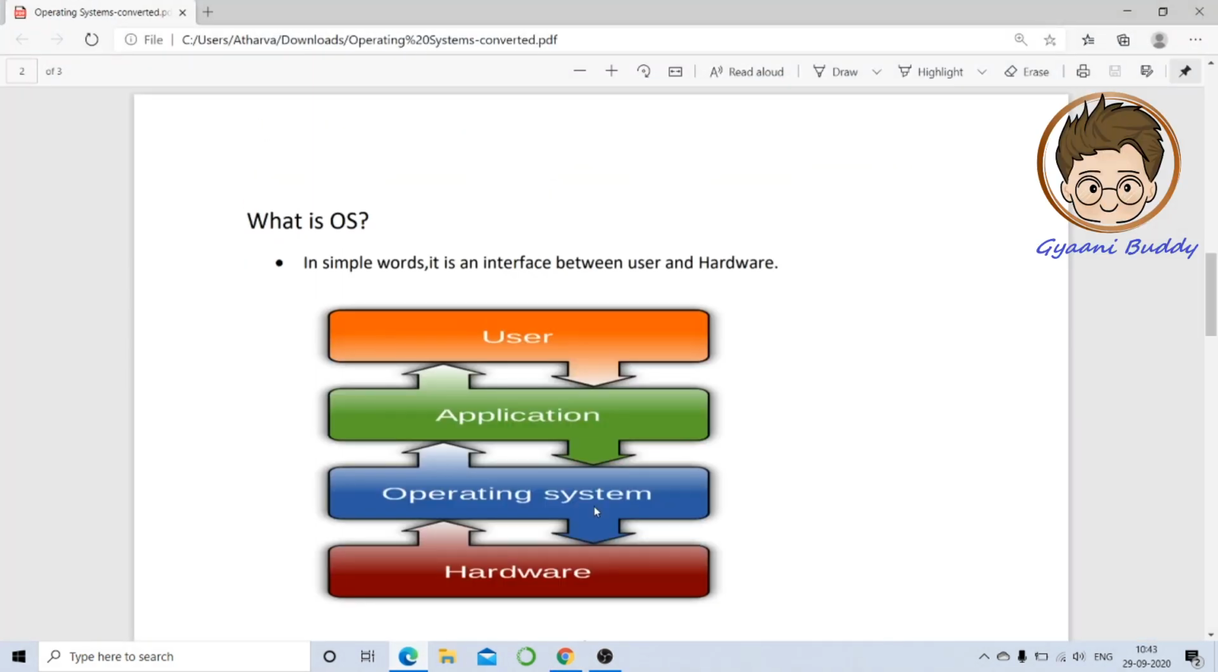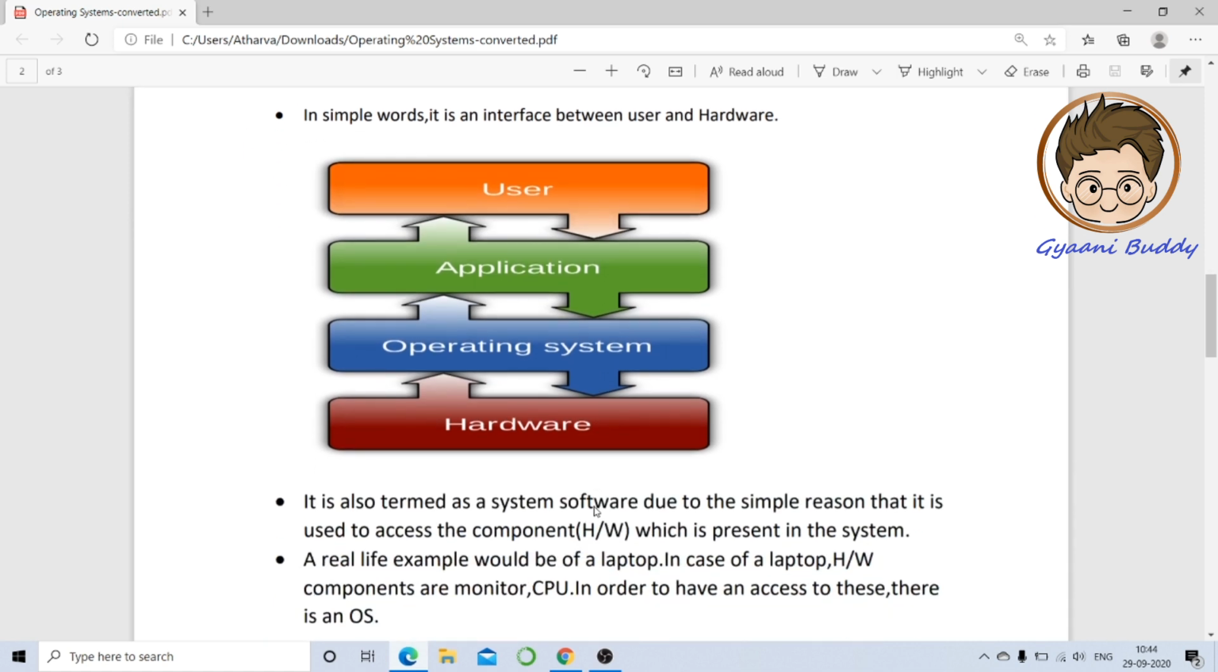Okay, so let us start with the basic definition of operating system. Now, in simple words, an operating system is an interface between the user and the hardware. Now, you can see this figure. Now, this figure signifies the basic functioning of OS. So, there is a user which interacts with the application. Maybe it can be a Word document, Microsoft Word, Microsoft Office, Microsoft PPT. Then we have operating system, which is a bridge between the application and the hardware. So, operating system is also termed as a system software due to a simple reason that it is used to access the component or hardware which is present in the system.